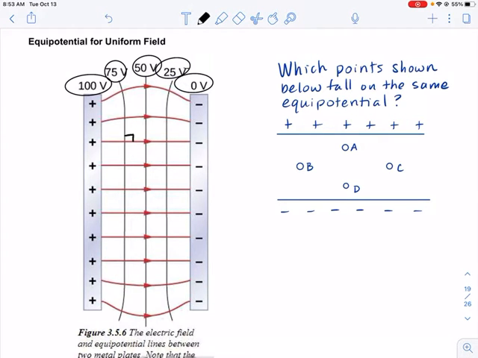So let's look at this question. Which points shown below fall on the same equipotential? The answer would be B and C would fall on the same equipotential because they are equidistant between the charged plates.